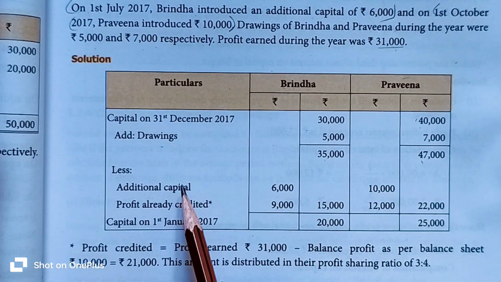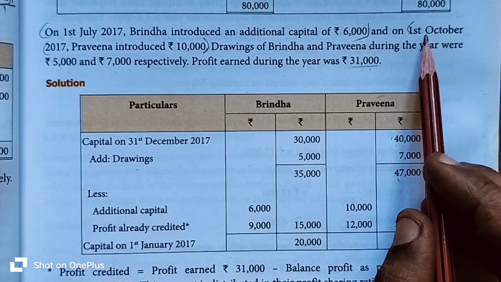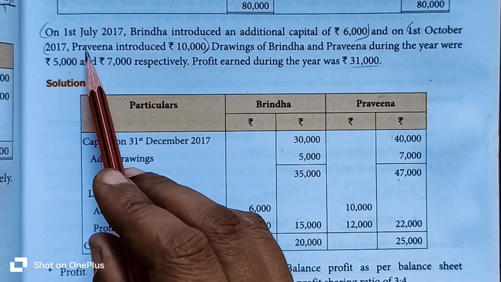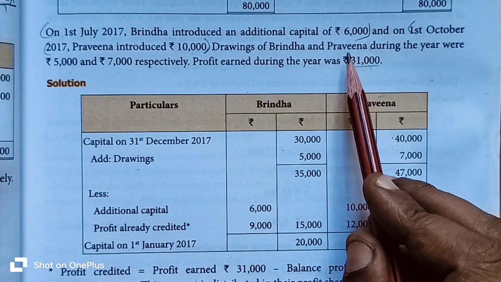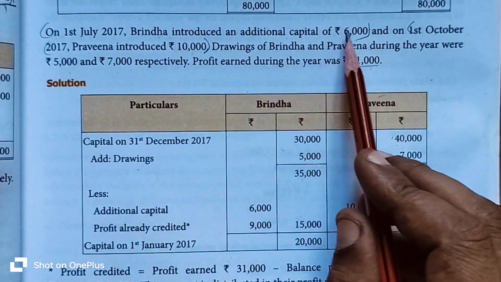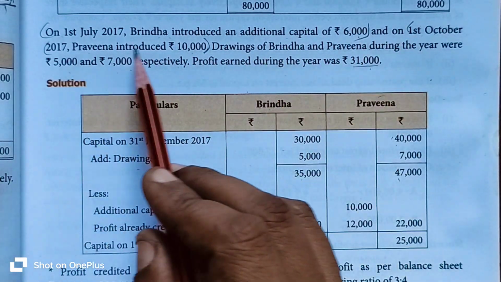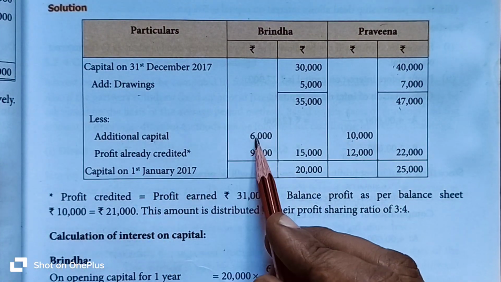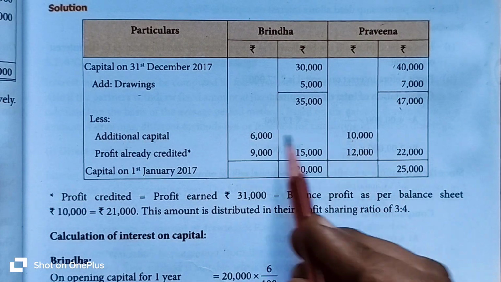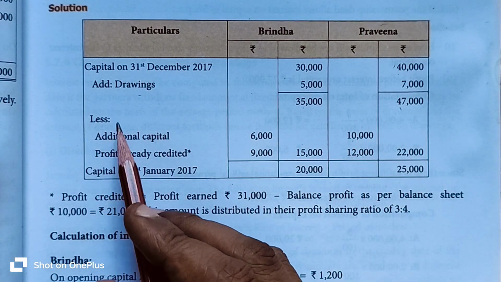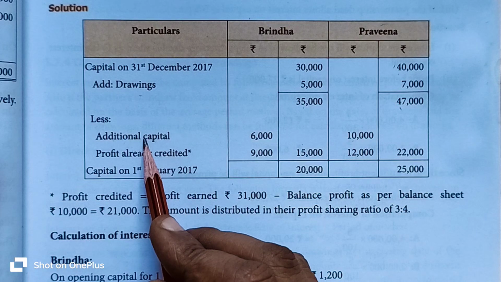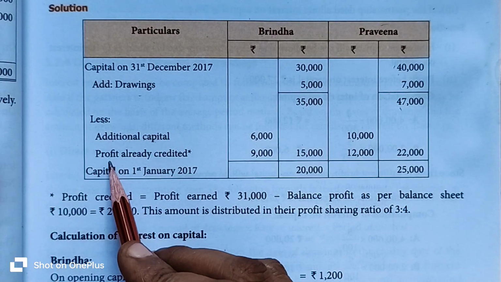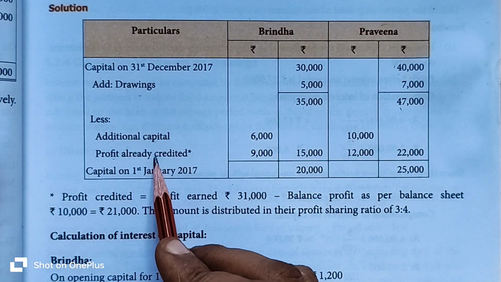Less additional capital. Listen, additional capital introduced during the year: Brinda's additional capital is 6,000 rupees and Pravina's additional capital is 10,000 rupees. As per the format, we subtract the additional capital. Then we have to subtract the profit already credited.